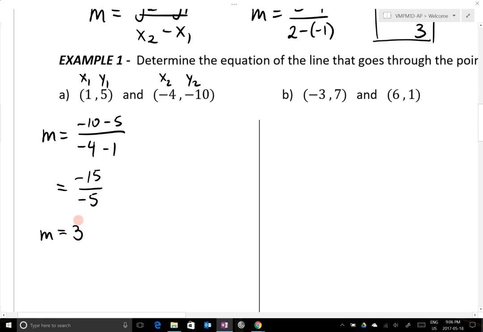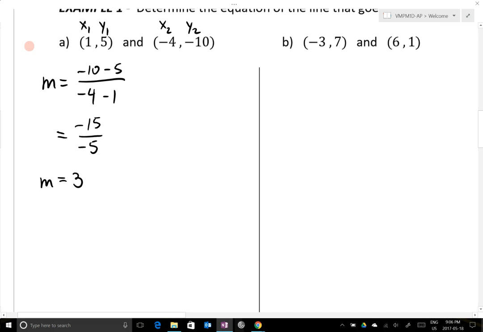So the slope is +3. Now, that's just the slope. I still want the equation. So just like before, you take the slope and you put it into your equation: y equals 3x plus b. Now you have to take one of these 2 points. It doesn't matter which one. You pick any one. Pick the easier one, 1 and 5. It's probably easier to deal with smaller numbers and positive numbers.